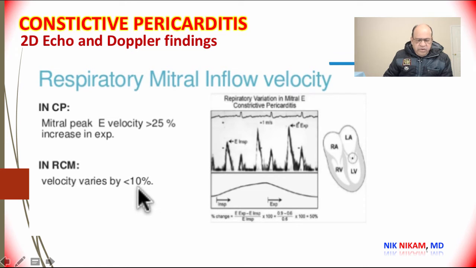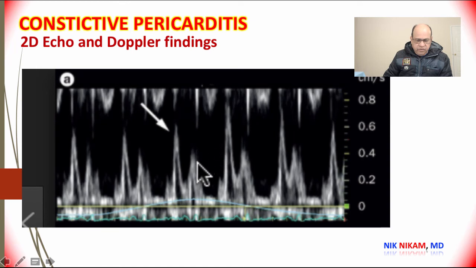The velocity changes in restrictive cardiomyopathy are less than 25%, whereas in patients with constrictive pericarditis, the respiratory variation in the E amplitude is very dramatic, and that's an indication that we are dealing with constrictive pericarditis. And here is an actual example of a pulse Doppler from the mitral region in a patient with constrictive pericarditis, and you can see during the respiratory cycle there is a dramatic increase in the E amplitude on the mitral pulse Doppler. The E is considerably taller than the atrial contribution.